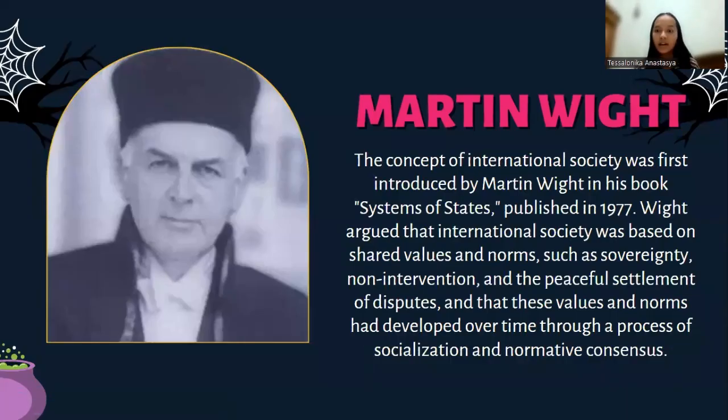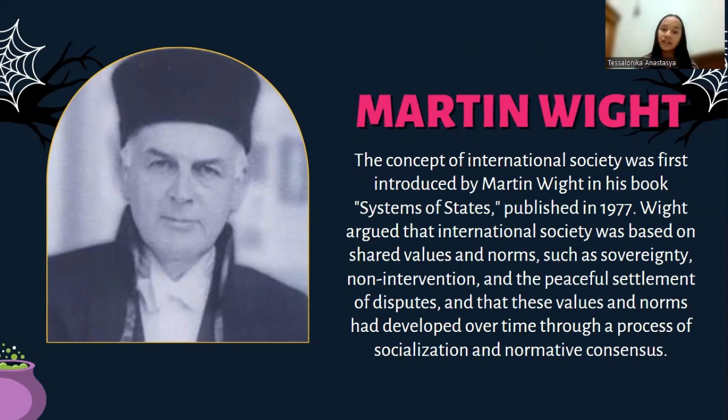Okay, the first person is Martin Wight, who is widely considered one of the key figures in the development of the English School in international relations. He was based at the University of Cambridge in the United Kingdom and played a significant role in shaping the theoretical framework of the English School. One of Wight's most important contributions was his concept of international society in his book Systems of States, published in 1977.